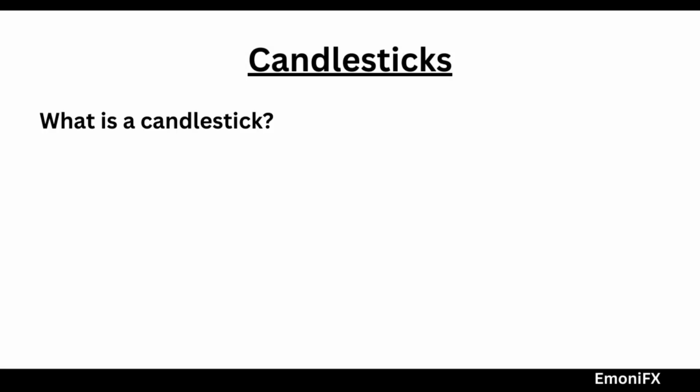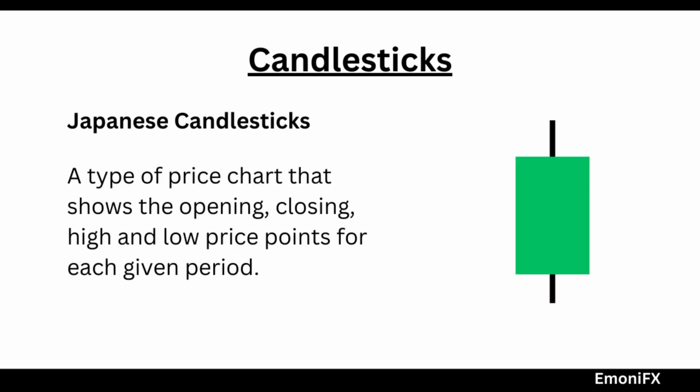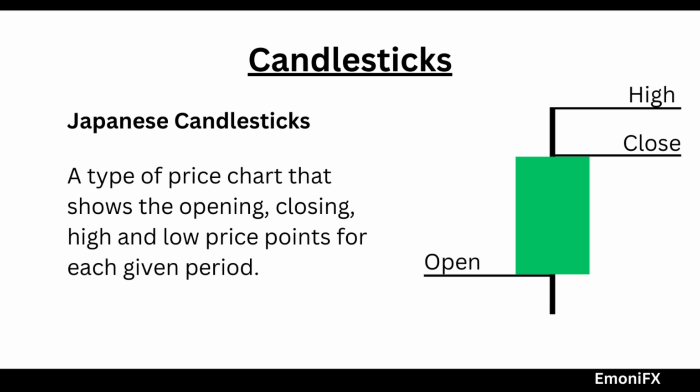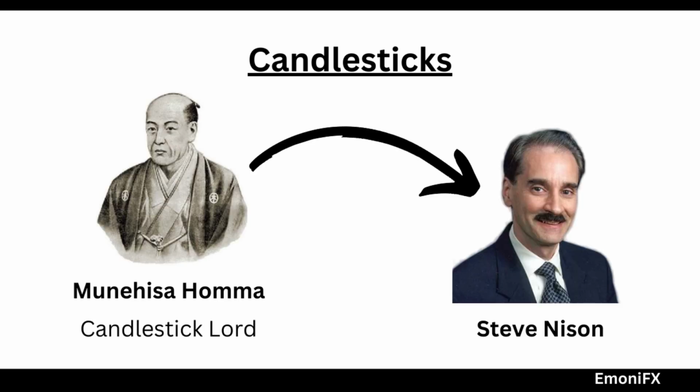Now, what are candlesticks? A candlestick is a way of displaying information about an asset's price movement. Candlesticks are basically how we know what the price is doing in the market. The most popular and widely used form of candlesticks is the Japanese candlesticks. Now, what are Japanese candlesticks? Japanese candlesticks is a type of price chart that shows the opening, closing, high, and low price point for each given period. It was invented centuries ago by this guy, a Japanese rice merchant, and was popularized by this guy among Western traders in the 1990s.